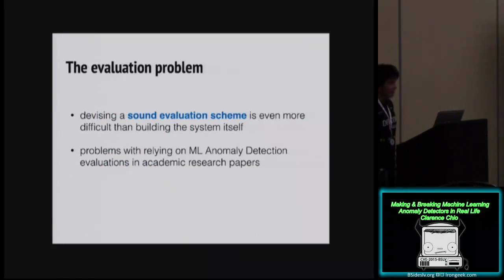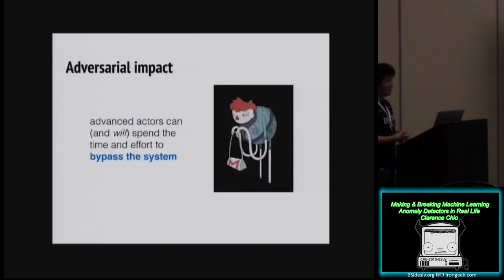Devising a sound evaluation scheme is more difficult than building the system itself, which is so paradoxical because then you're spending more time evaluating the system. If you read papers in anomaly detection, they're all written in a very closed environment. They all use the same two or three data sets from the 1980s and 90s, even papers written in the last couple of decades. That's interesting, they're always origin, destination, flow graphs, and that's weird. I think it's because fundamentally evaluating a machine learning anomaly detector is hard. So it's tough trying to evaluate how well an anomaly detector works just based on academic research without doing your own evaluation. Advanced actors will spend time to bypass the system, and we'll look at that later.